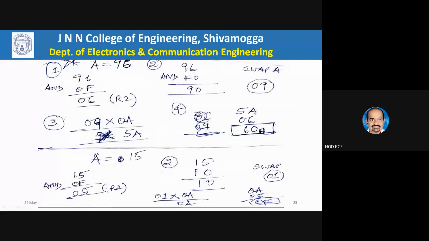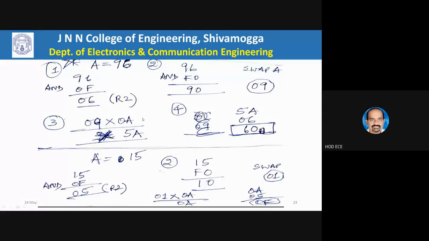You see here, 96 is there. Separate the higher nibble and lower nibble. You AND it with 0F, and that 96 you will get as 06. Here you AND it with F0, you will get 90. Swap it, and you will make 09. Now this higher nibble 09, you multiply by 0A. You are going to get 5A. How do you know that it is 5A? 9 into 10 is 90.